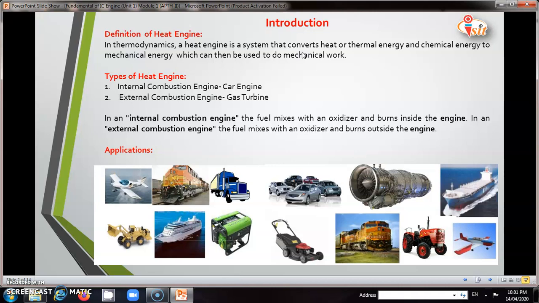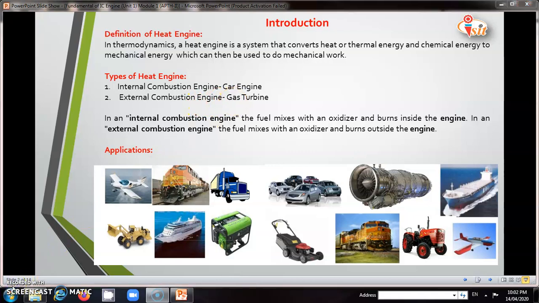There are two types of heat engine. The first is the internal combustion engine. The second one is the external combustion engine. In the internal combustion engine, the combustion of the fuel takes place inside the cylinder. Hence it is called an internal combustion engine. The best example is the car engine. The second is the external combustion engine, in which the combustion of the fuel takes place outside the cylinder. Hence it is called the external combustion engine. The best example is the gas turbine.